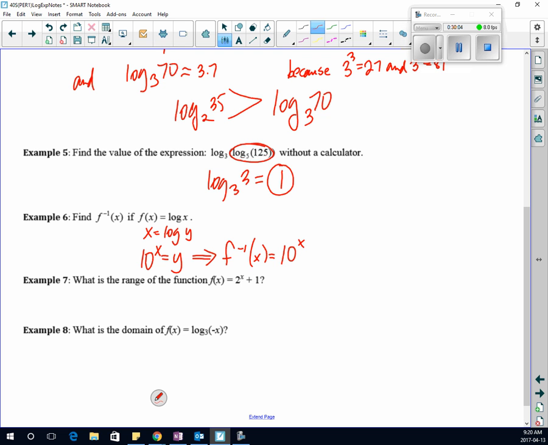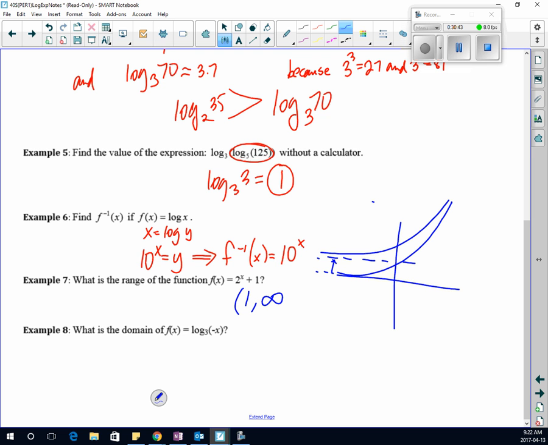Okay, what's the range of the function f of x equals 2 to the power x plus 1? Do you remember what a 2 to the power x graph looks like? So, what is the range of that? Do a quick sketch if you don't remember. Remember, a 2 to the power x looks like this. So, what does the plus 1 do? It makes the asymptote go up 1. So, what do you think that's going to look like? Something like that. So, what's my range? Does it include 1? No. So, 1 to infinity is the answer.